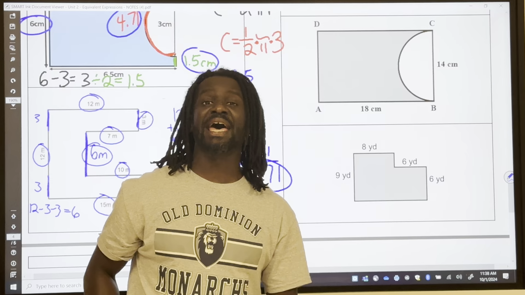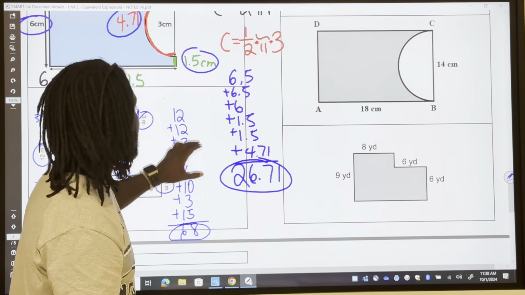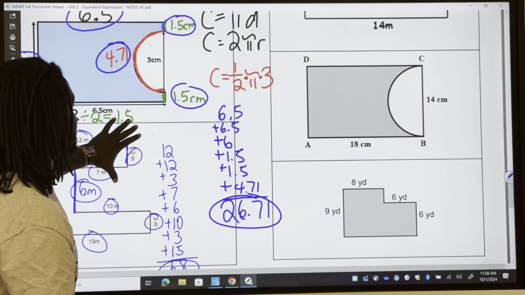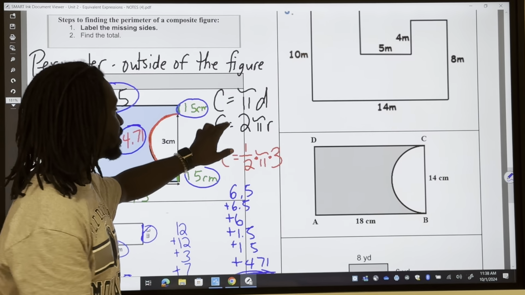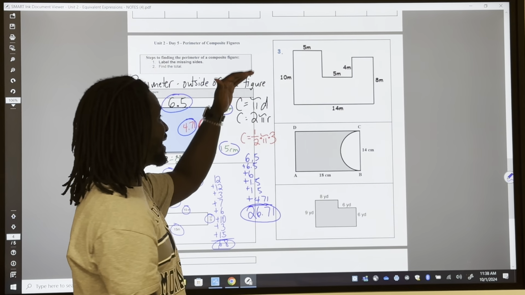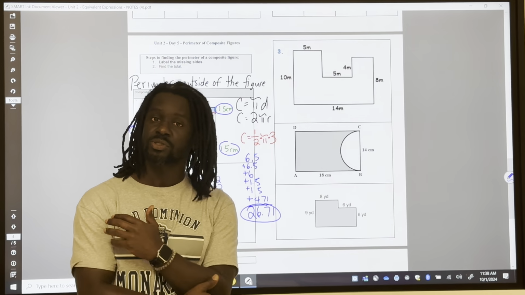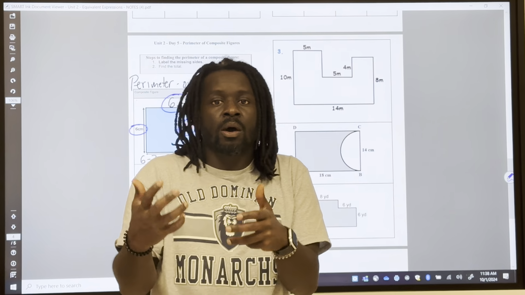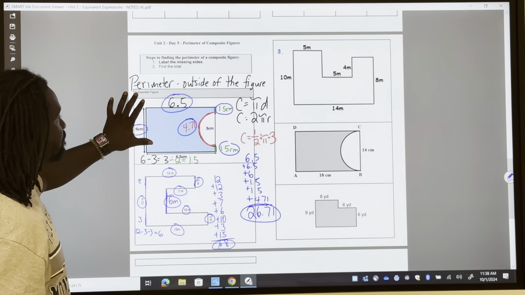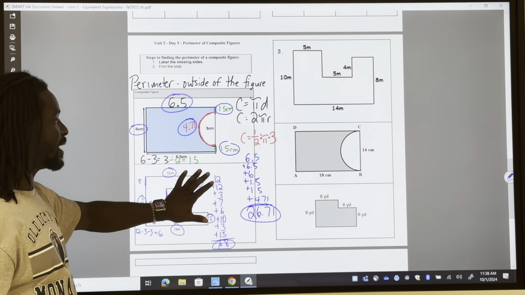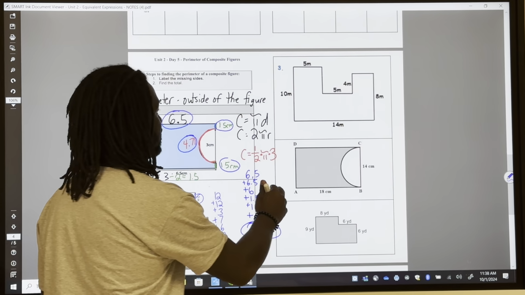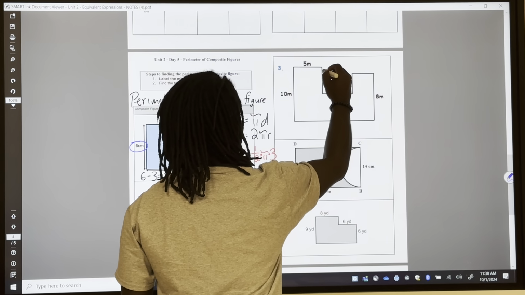All right, now for the sake of time, I am not going to do these next three examples. Those are what you are going to do on your own as you are in class. I'm going to give you the answers to these three, that way you can check them. But I need you to use what we just did to apply it to these three questions.